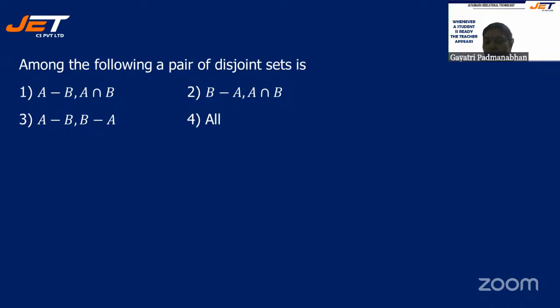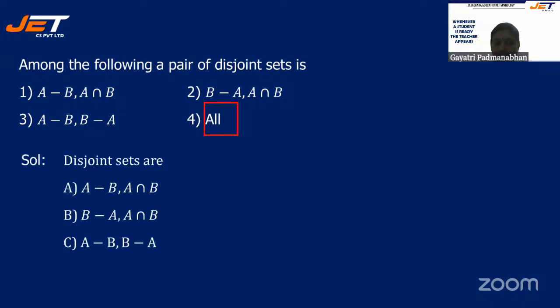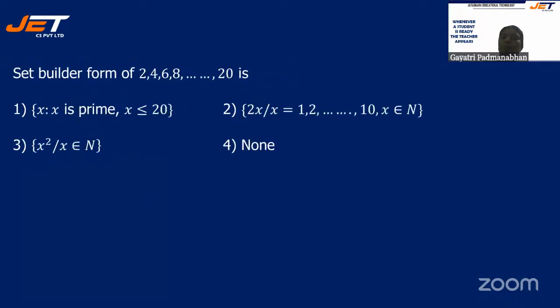Almost all of you have given me option 3 and some say 4. Yes, so it is all. Okay. So what do you mean by disjoint sets here? A minus B is a disjoint set. A intersection B is a disjoint set. Okay. So B minus A, A intersection B, A minus B, B minus A. All right. See the next question.